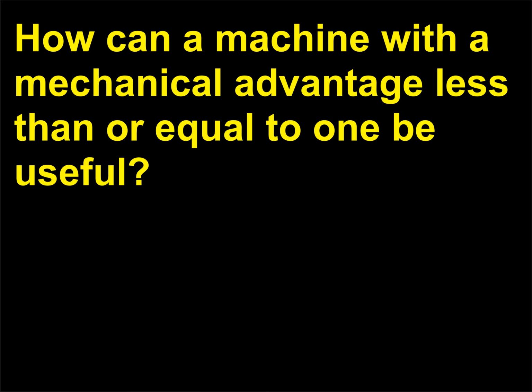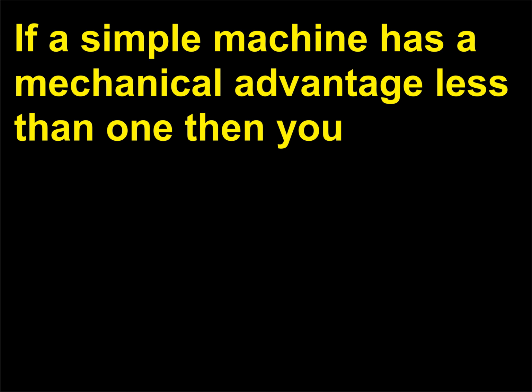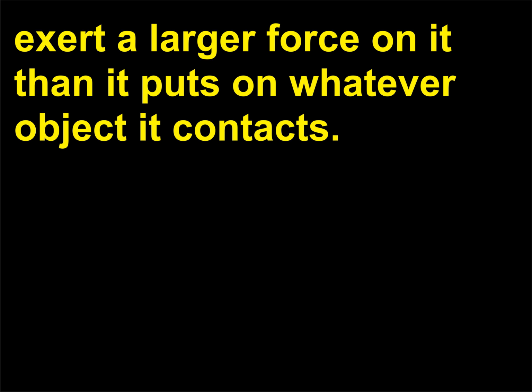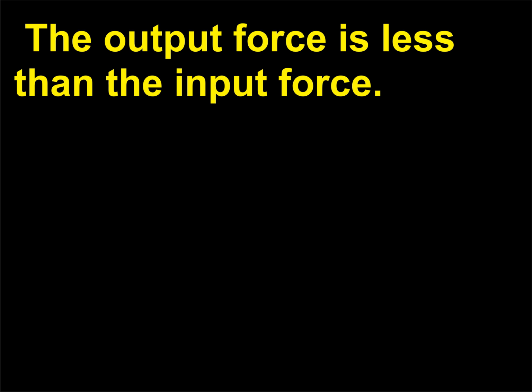How can a machine with a mechanical advantage less than or equal to 1 be useful? If a simple machine has a mechanical advantage less than 1, then you exert a larger force on it than it puts on whatever object it contacts. The output force is less than the input force. What is drag?